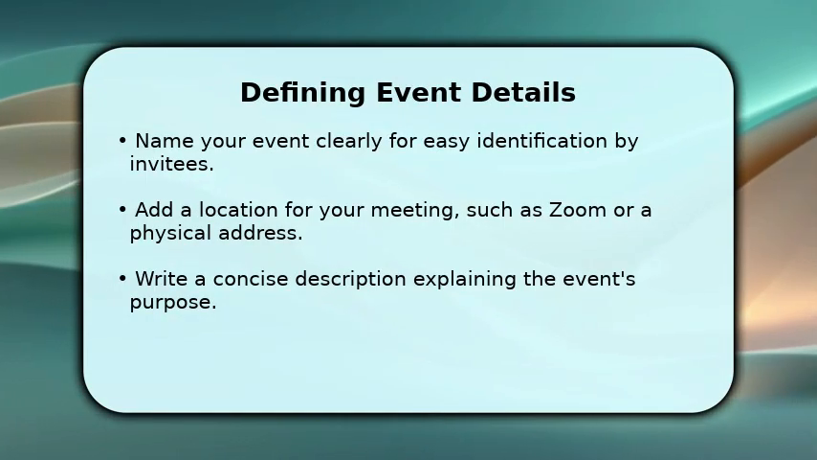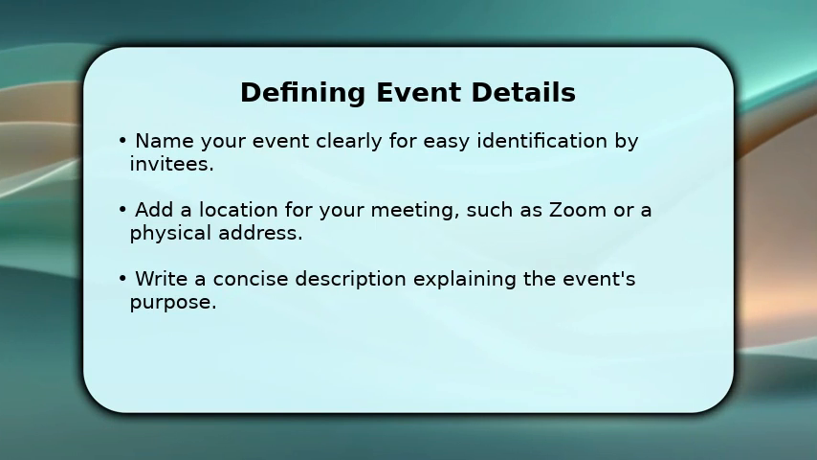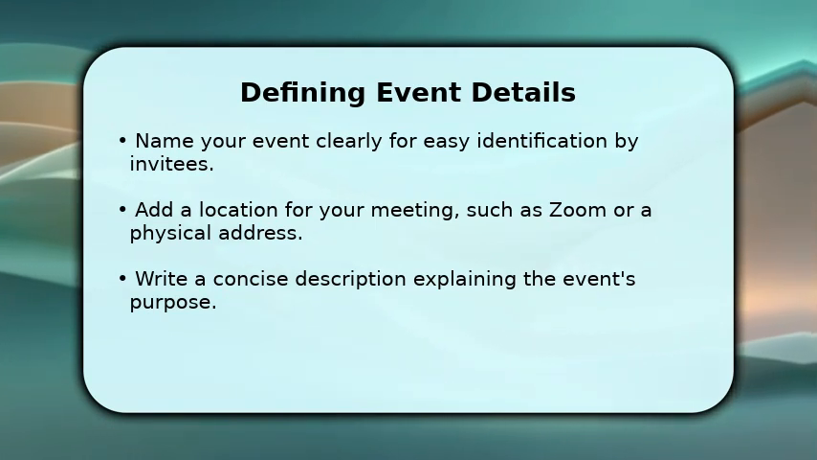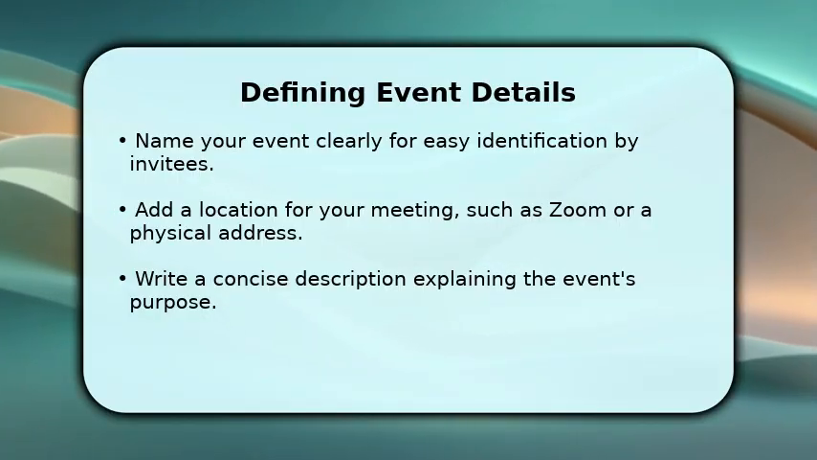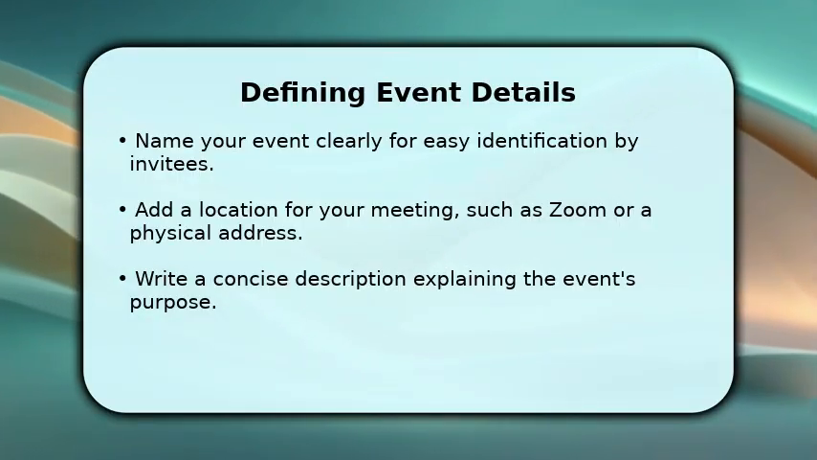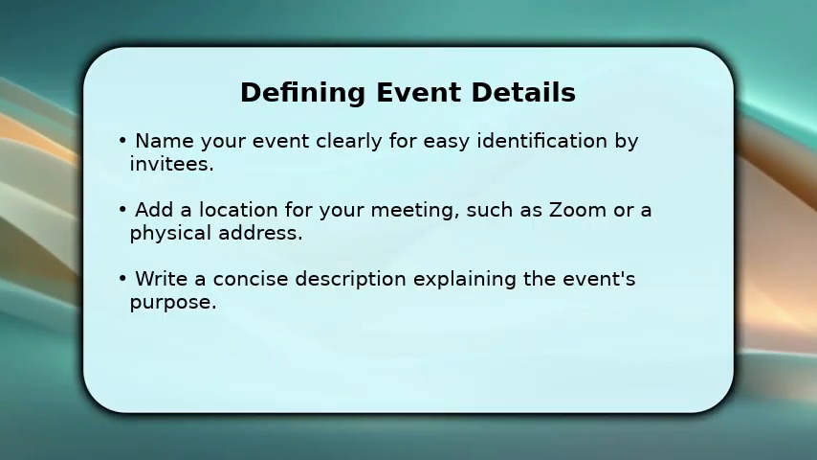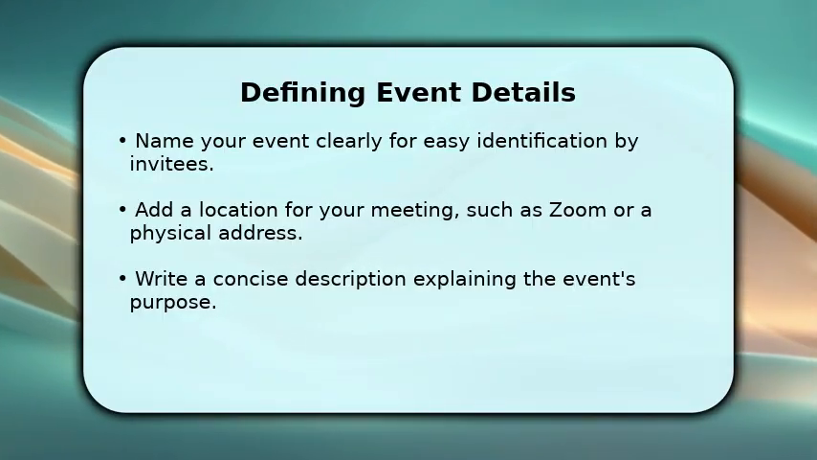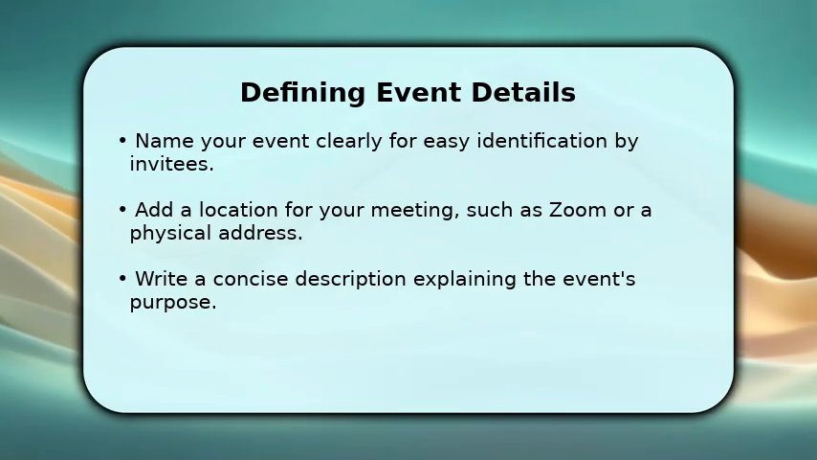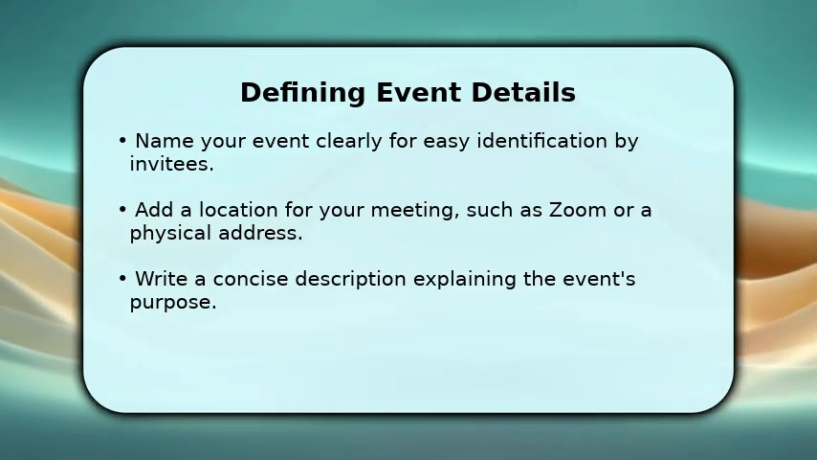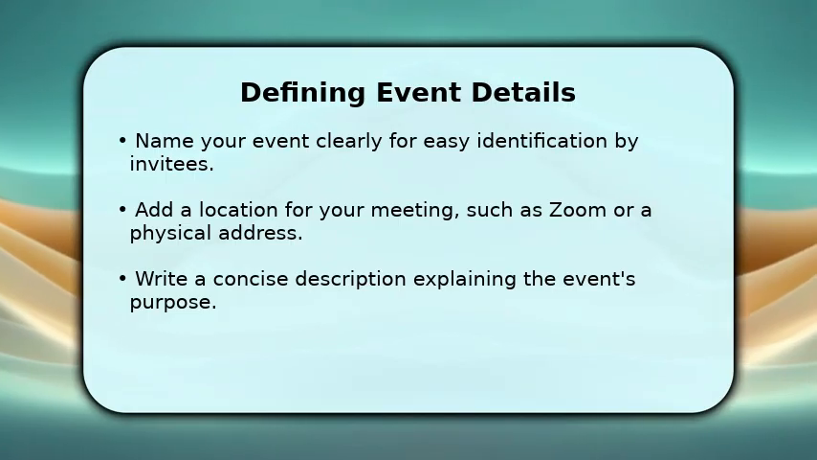Next, you will define the core details of your event. Give your event a clear, descriptive name so invitees know exactly what it is. Specify the location, whether it is a virtual meeting via Zoom or Google Meet or a physical address. Add a brief description outlining the event's purpose. Finally, customize your event link to create a professional and easy-to-remember URL for sharing.